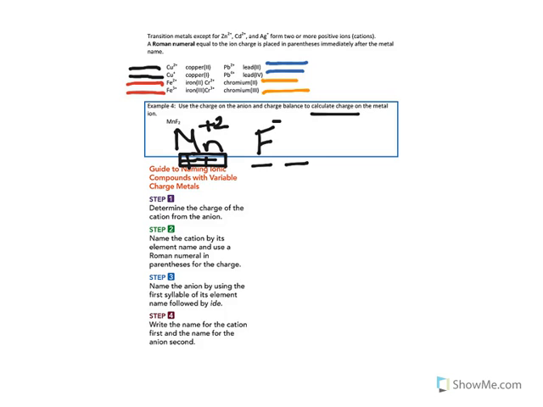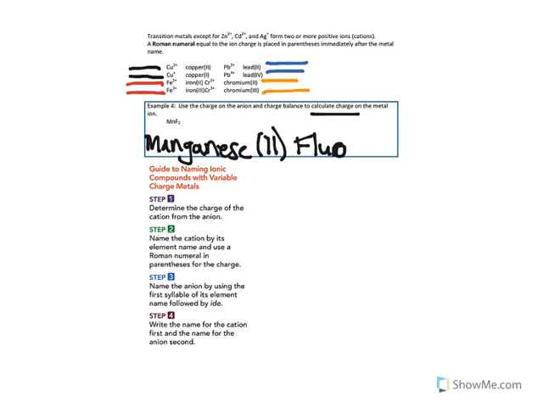To name the compound, when you have a transition metal, you use the charge. And what we do with the charge is we place it in a Roman numeral form. So let me erase this here. We now know that it is manganese +2, fluorine -1. So the name of this compound is manganese, and we place the charge in Roman numeral form, 2, in parentheses, space, the name of the nonmetal, changing the ending to "ide."